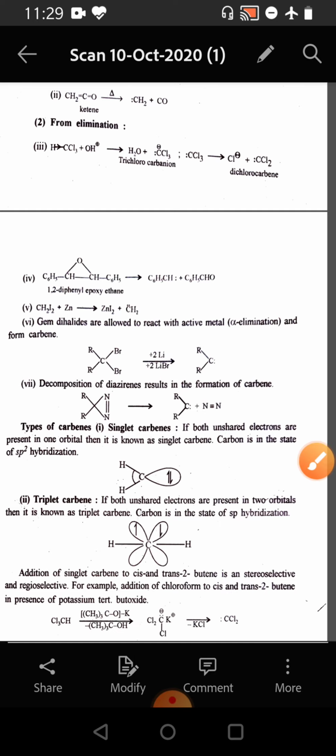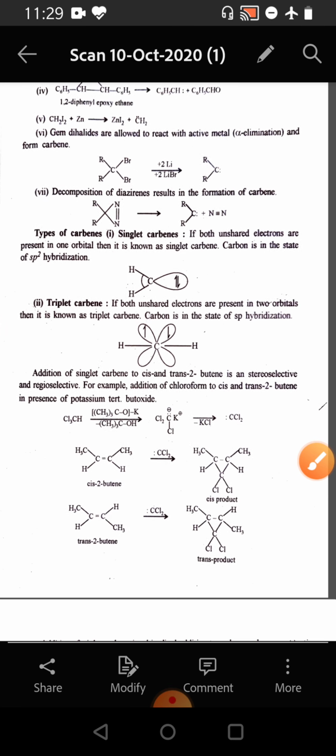Now we come to the types of carbenes. There are 2 types: singlet carbene and triplet carbene. In singlet carbene, both unshared electrons are present in one orbital. Carbon is in the sp2 hybridized state. If we consider triplet carbene, then both unshared electrons are present in 2 orbitals, and here the carbon is in the sp hybridized state.